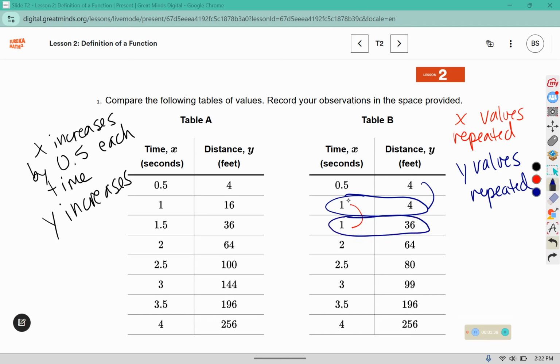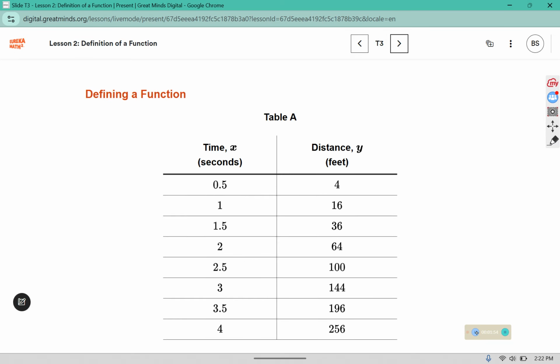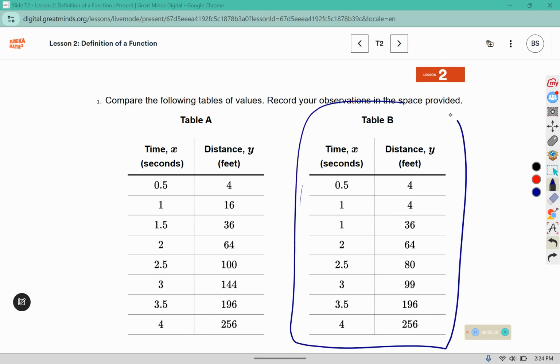Is it possible to be 4 feet of distance at 1 second, but also be 36 feet at that same time? Table B is not a function. It does not define a function because it's impossible for an object to be in 2 different places at the same time.